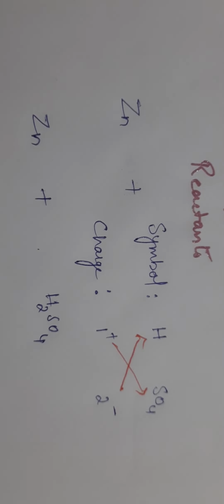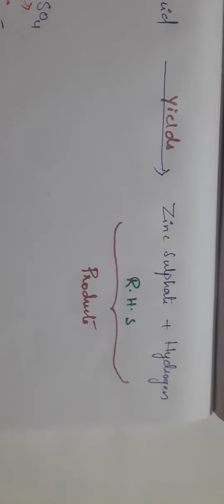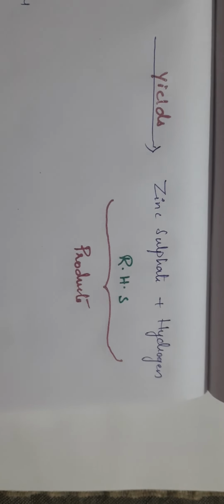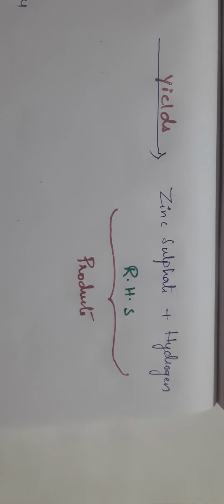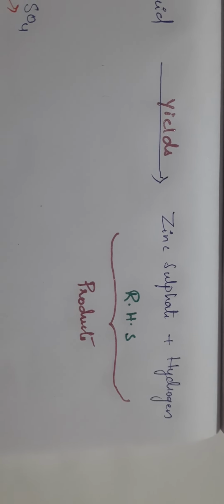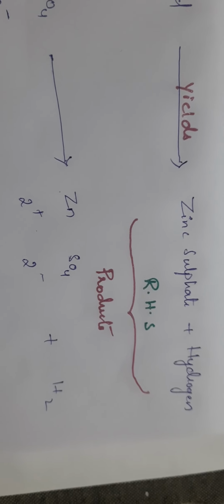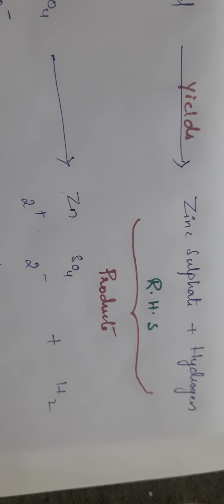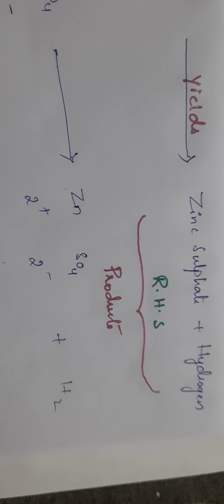So zinc, whose symbol is Zn, reacts with H2SO4, and now we get the products as zinc sulfate, and hydrogen gas is liberated. The molecular formula of hydrogen is H2. Let us see how to write zinc sulfate. Here zinc is Zn and its charge is 2 plus, and sulfate is represented by SO4 and its charge is 2 minus.